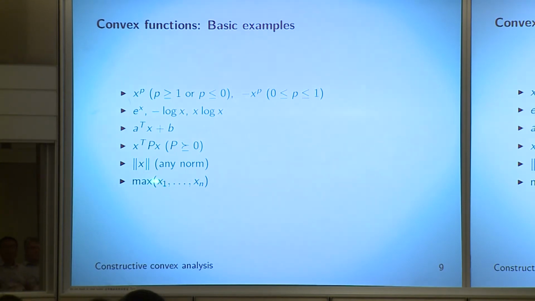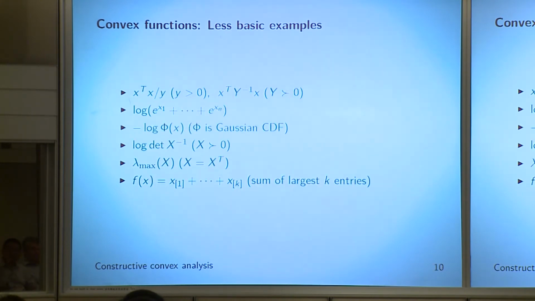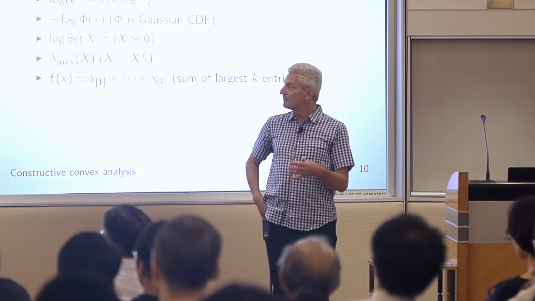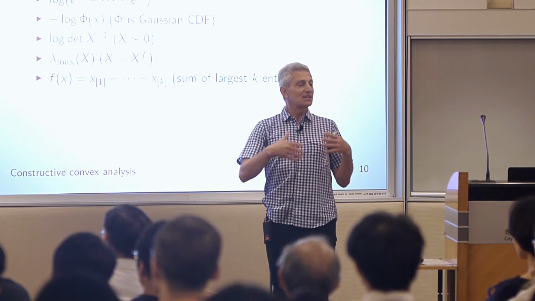The max of a bunch of numbers. It's a piecewise linear function, and it's convex. I mean, it's not immediate, but it's not hard to show. Okay, so these are basic ones. Here's some not so basic ones. The sum of squares of a vector divided by another one, and as long as the scaling factor is positive, that's jointly convex in x and y. Here's a matrix analog of it. Okay, so these things come up in statistics, lots of other areas right away. Here's one, log sum exp. It's a function. It comes up in lots of fields. For example, I guess some people call it a soft max because it's a soft version of the max.